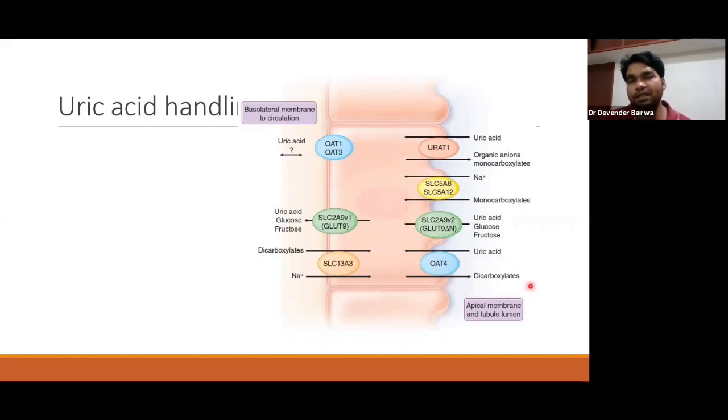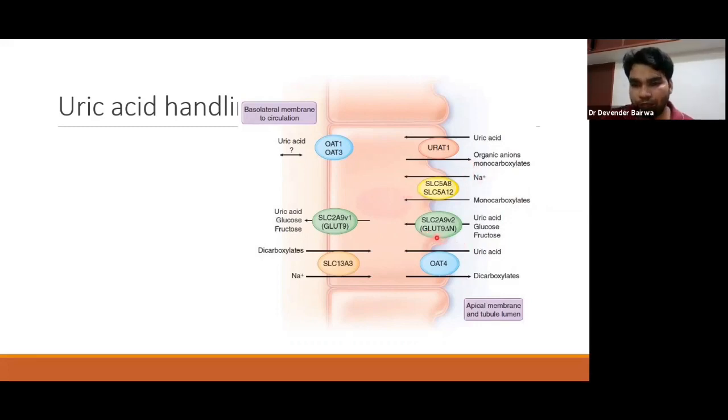So there are multiple drugs, like nicotinate and pyrazinoate. These can be exchanged for your uric acid. So these are the mechanisms through which your uric acid can be reabsorbed. Similarly, this SLC5A8 channel can absorb monocarboxylates back into your PCT cell along with sodium.